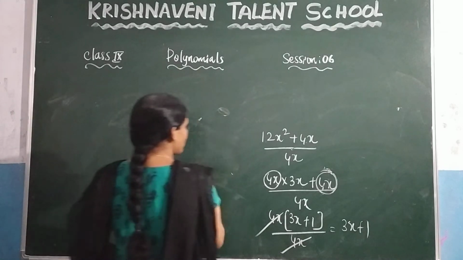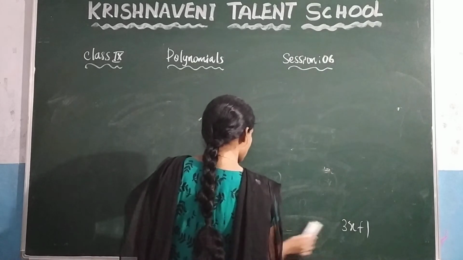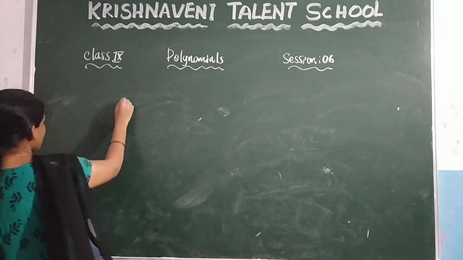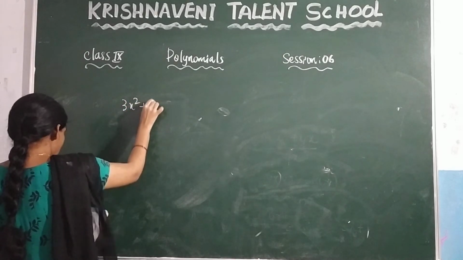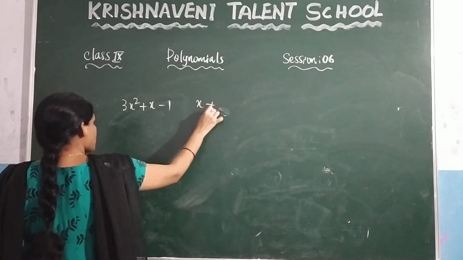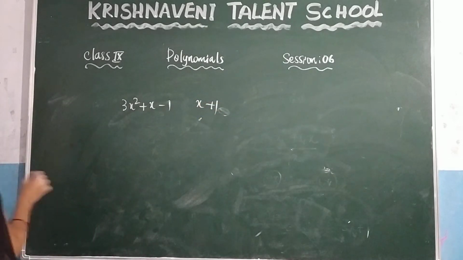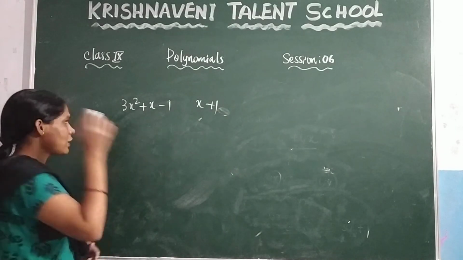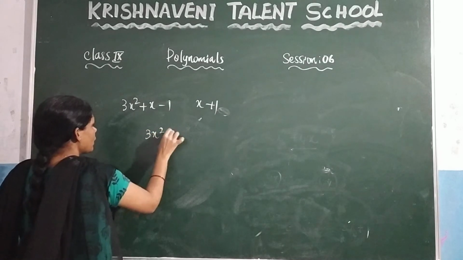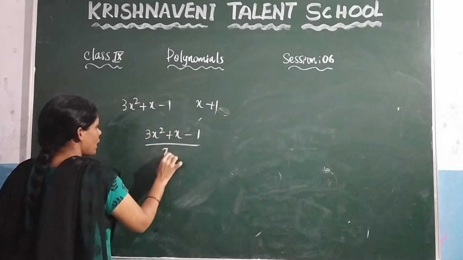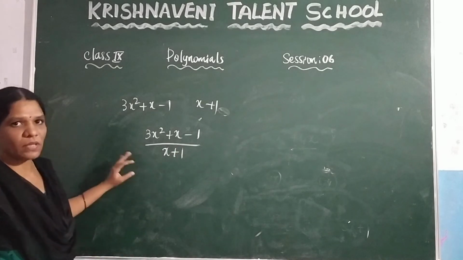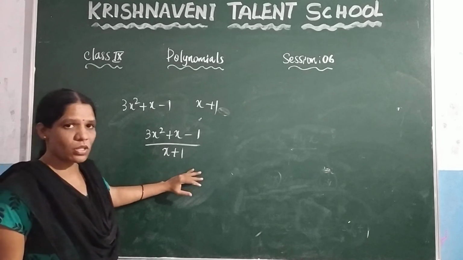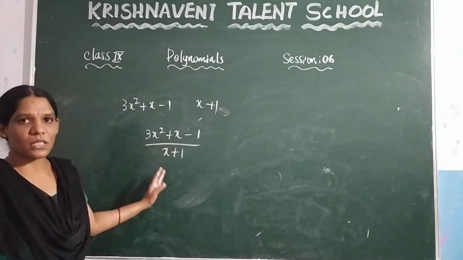Now let us divide two more polynomials. Let us consider 3x square plus x minus 1 and x plus 1. If you want to divide these two polynomials, how do you divide? 3x square plus x minus 1 divided by x plus 1. Can we separate these terms? Since you can observe that it is not a monomial, how do we divide these two polynomials?